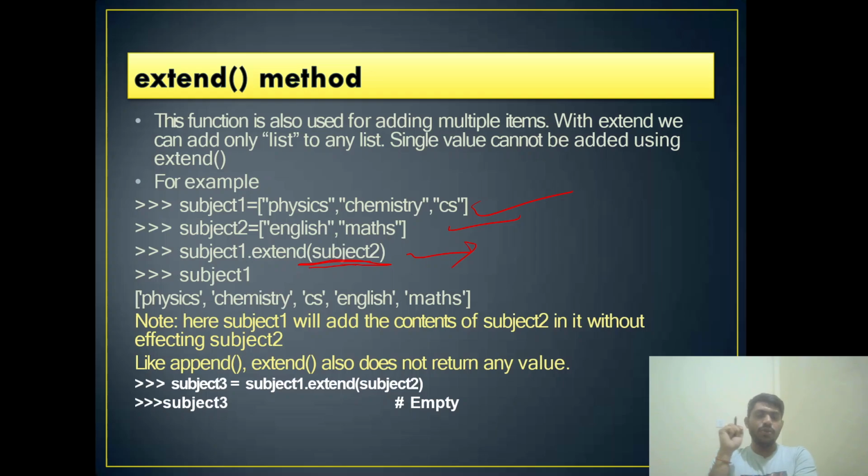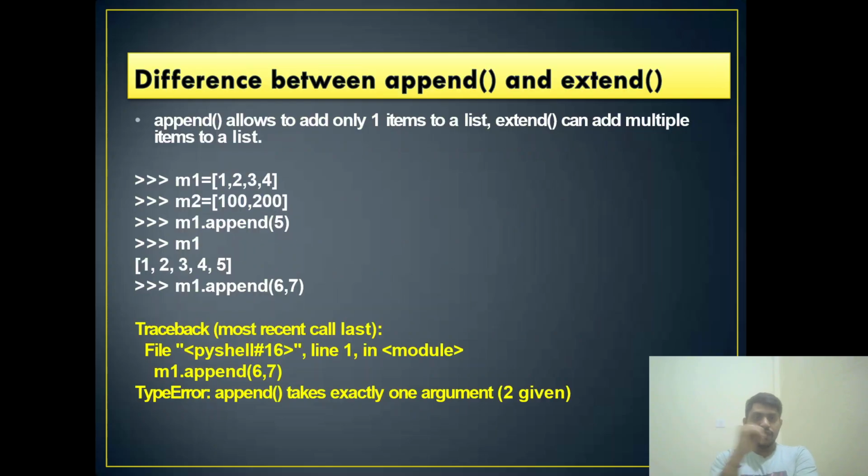So here subject 1 will add the content of subject 2 without affecting subject 2. You can see here subject 3 is now another list, and it will combine both. Okay. Difference between append and extend: append is allowed to add only one item and extend can add multiple items.